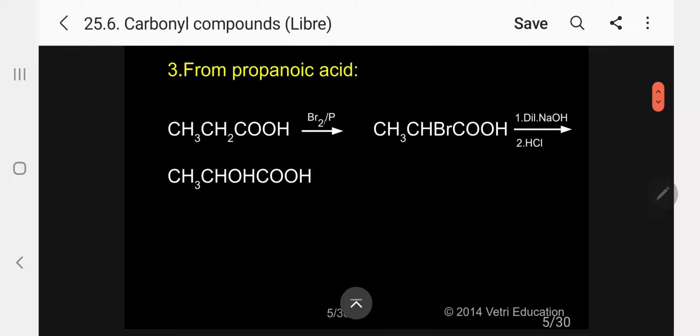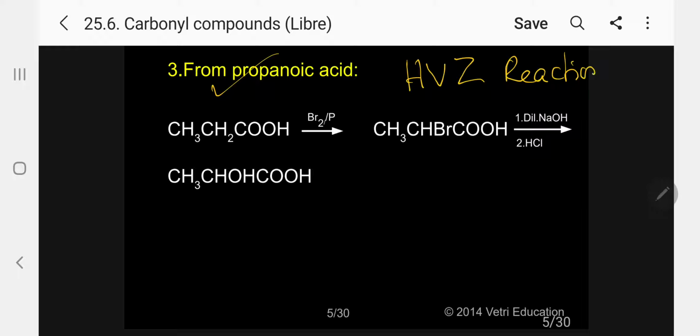From propionic acid also we can prepare. This is a famous reaction. This is called the HVZ reaction. Hell-Volhard-Zelinsky reaction. The name of the reaction is Hell-Volhard-Zelinsky reaction.